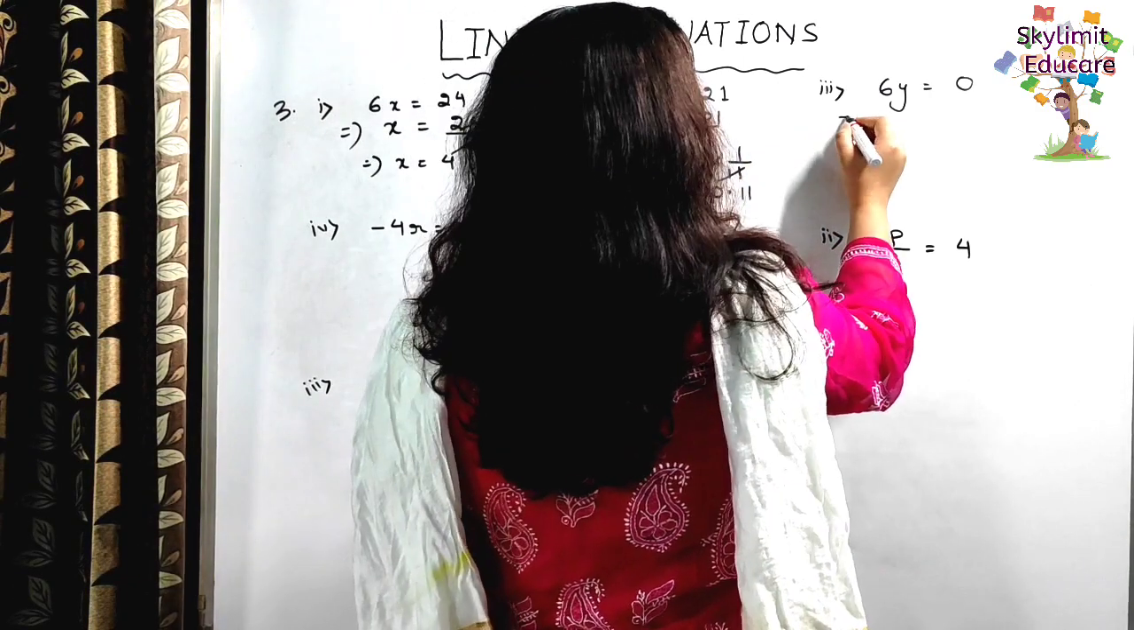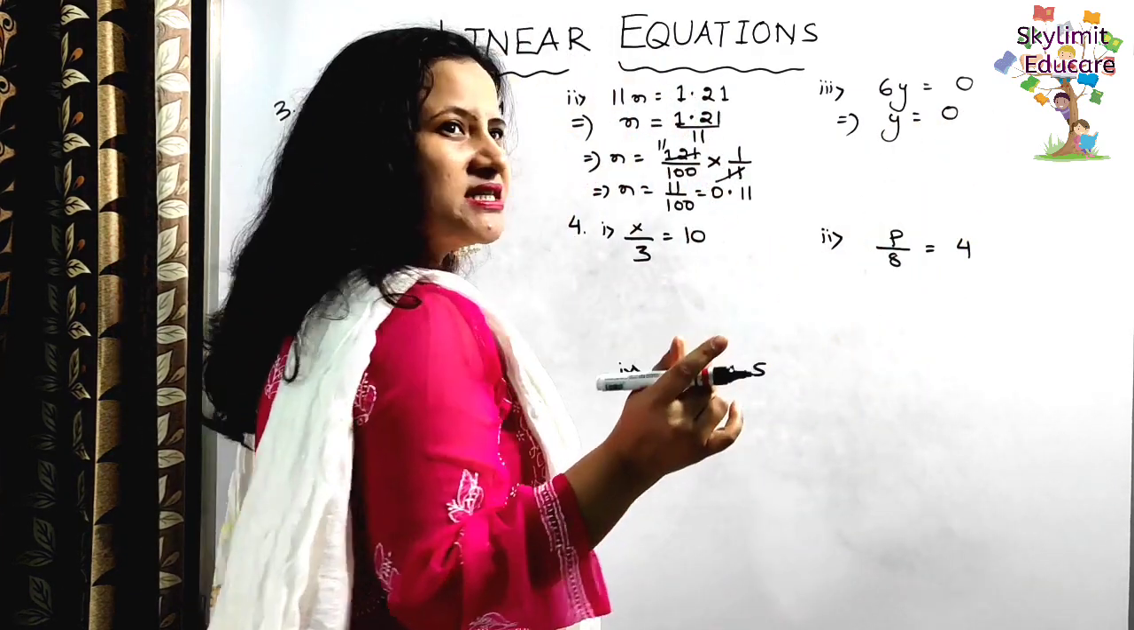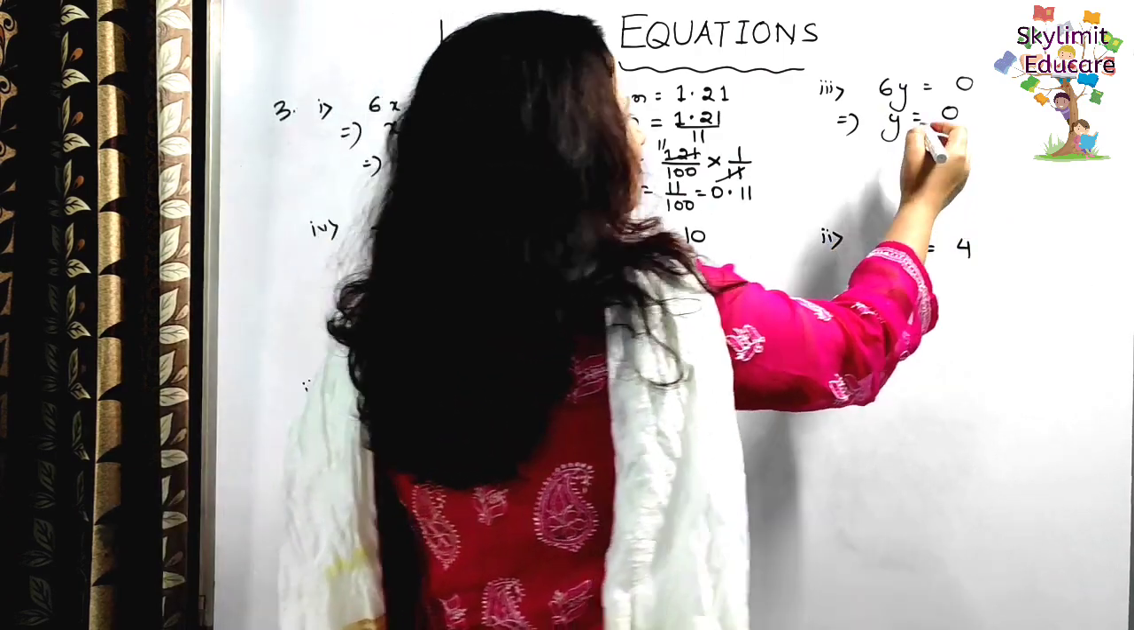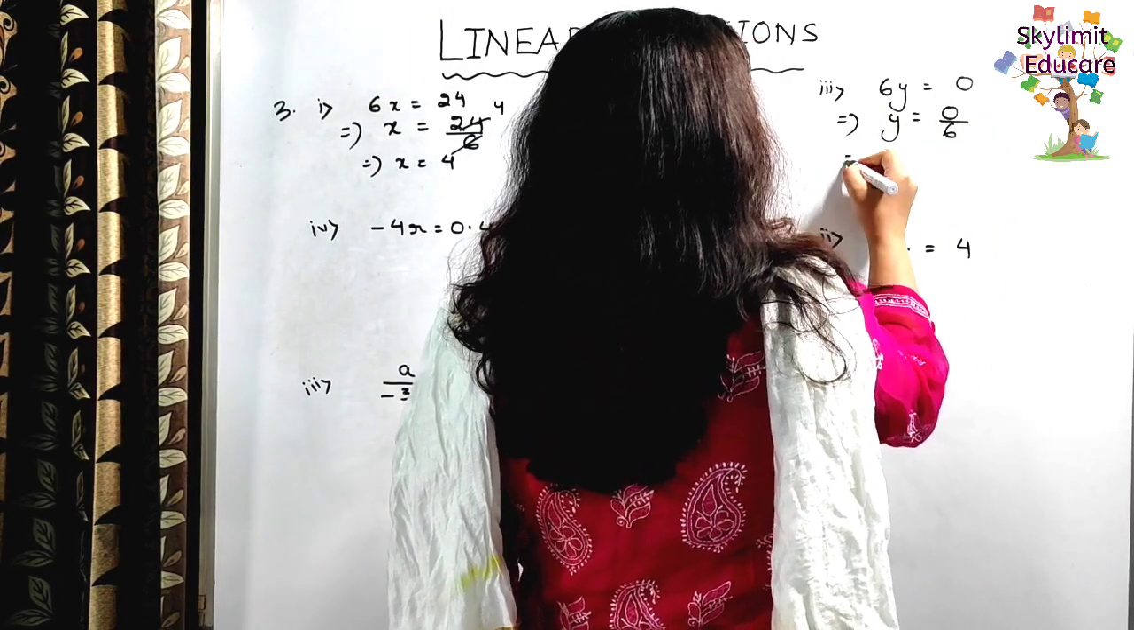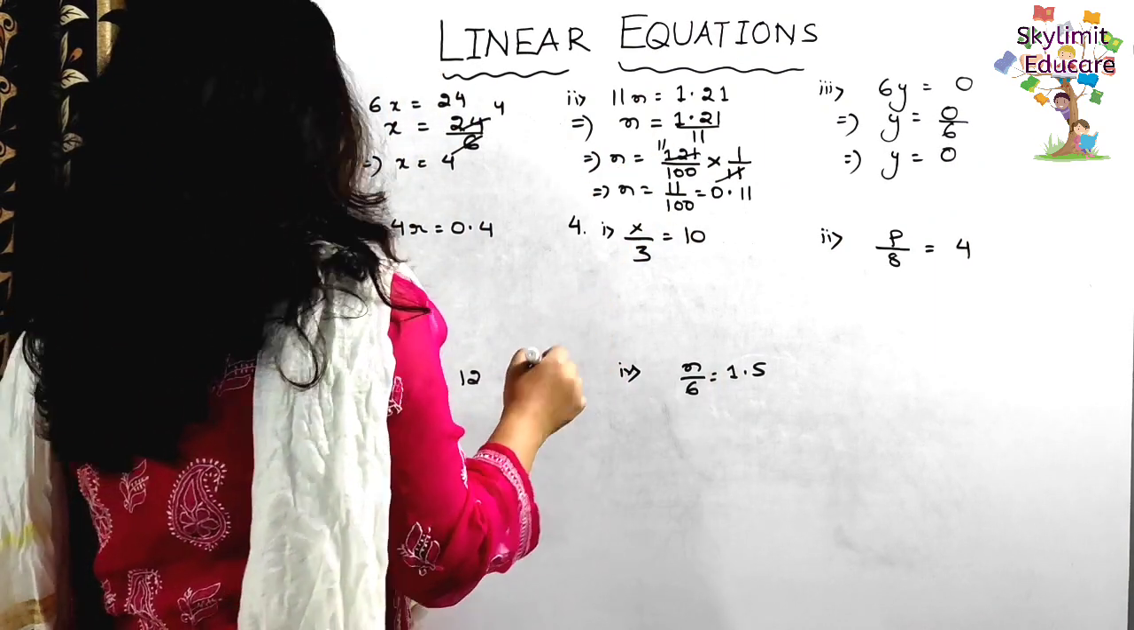Now let's come to the next number. y, simply y is equal to the right hand side. What is that? 0 is there. So shift that 6 to that side, it will be divided. Here it is multiplied, so in this case it will be divided. 0 by anything is 0 only. Okay? So value of y will be 0.